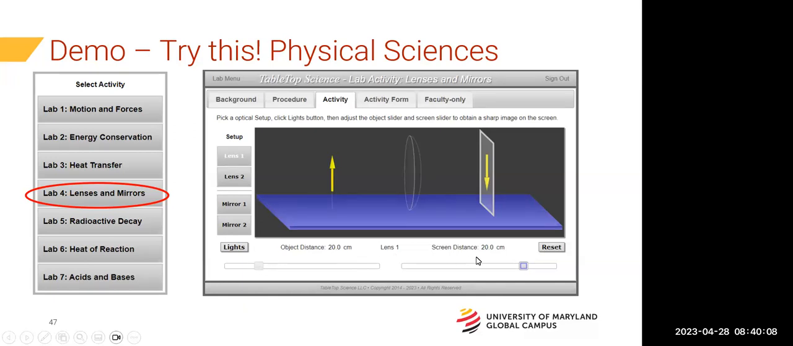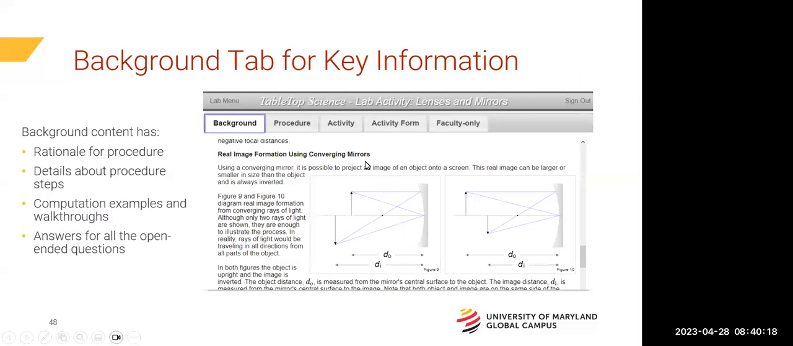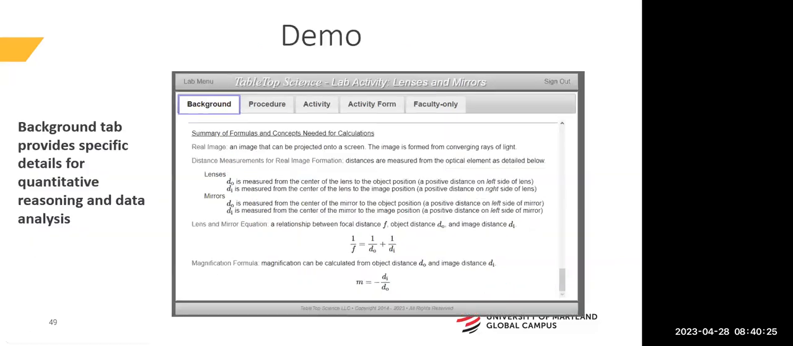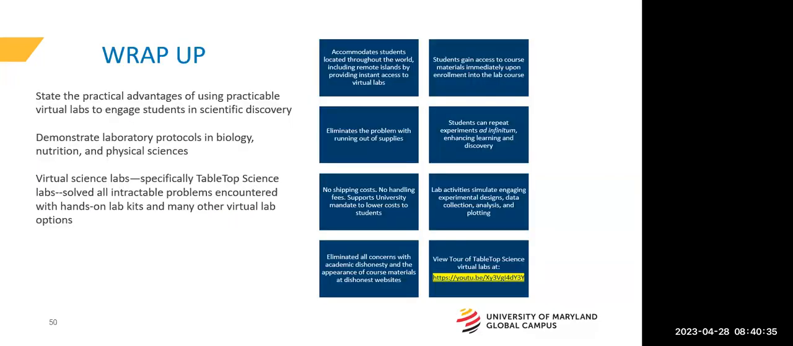And you have sliders that you'll be using for the optic distance and the screen distance. So it's a bit more interactive for the students and a lot more options. And then of course, everything's in the background. So the students have all of the information that they need in the background. And they'll have calculations that are provided in the background, so they can do all the calculations to fill out the data sheets and answer the questions. And then I'm at the wrap-up slide.